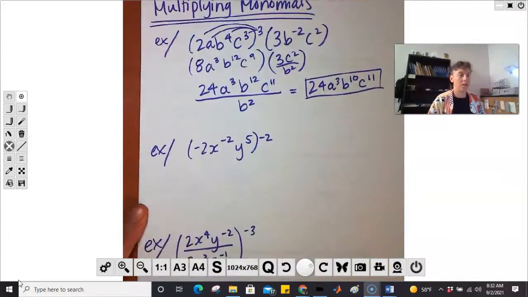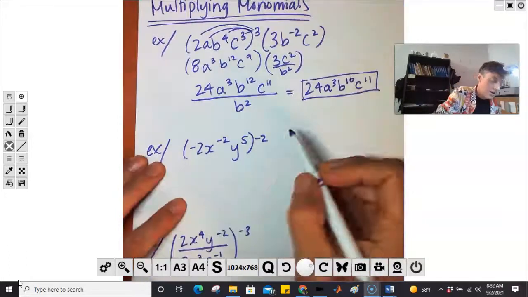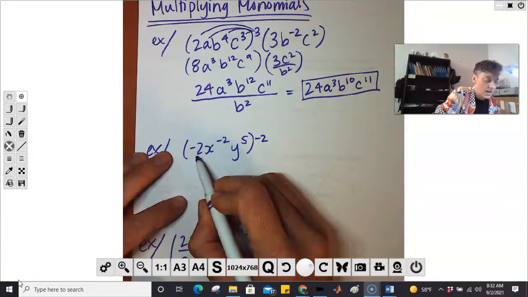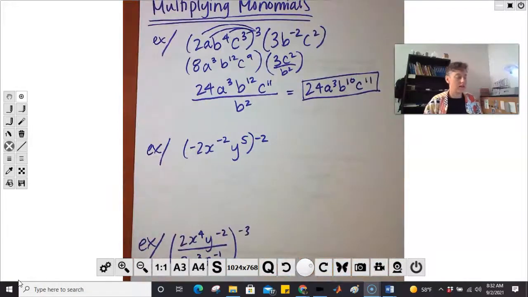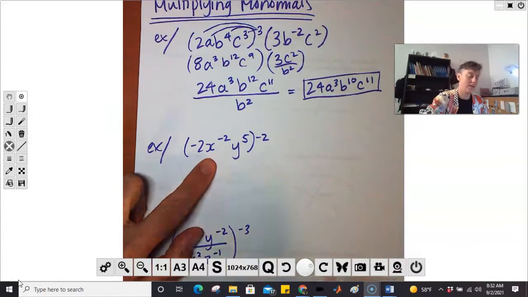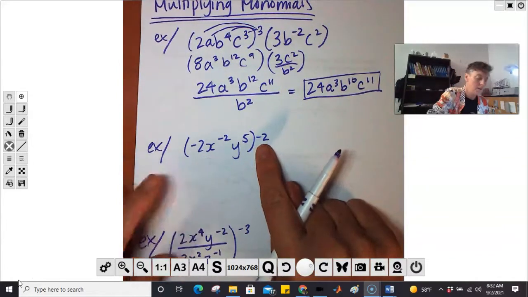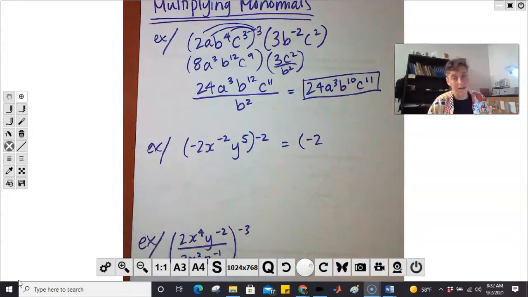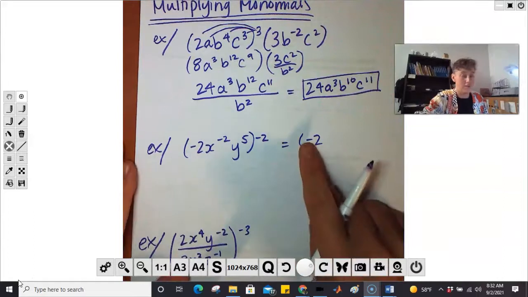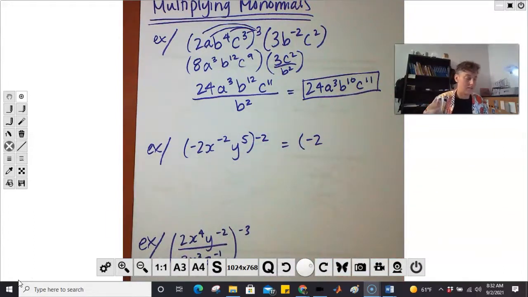Fabulous. All right, next one. I've got negative 2, x to the negative 2, y to the 5th, all to the negative 2. Oh goodness. All right, let's fix the inside and then we'll do the reciprocal here. So this is going to be equal to negative 2. Remember, that's not an exponent that's negative, so that negative 2 is going to stay as negative 2.